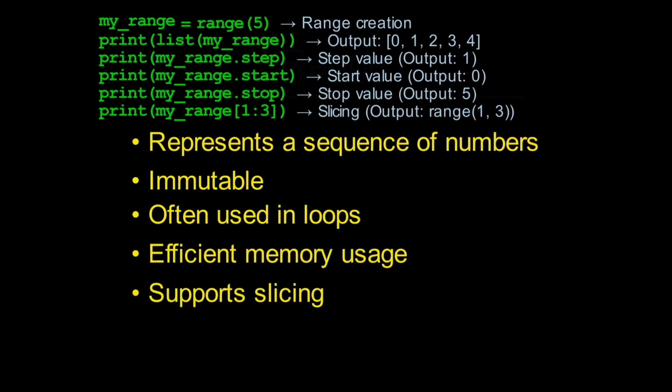The start value shows where the sequence begins. Since we didn't specify one, it defaults to 0. The stop value of 5 represents where our sequence will end. Remember, the stop value isn't included in the sequence.